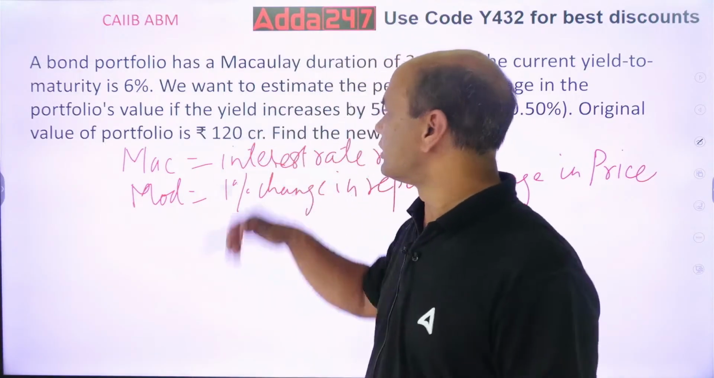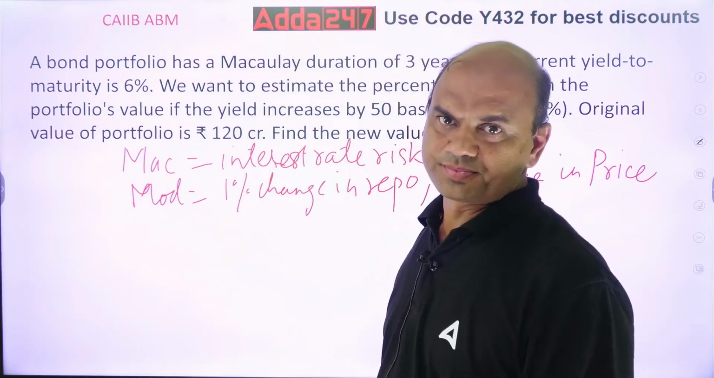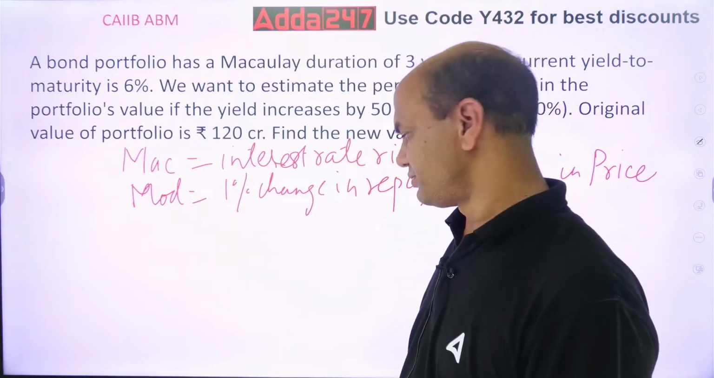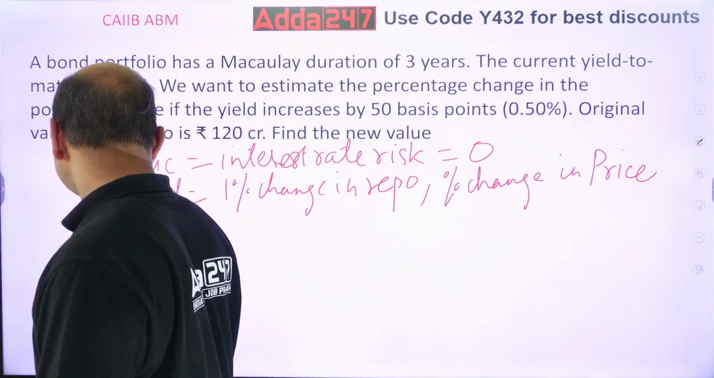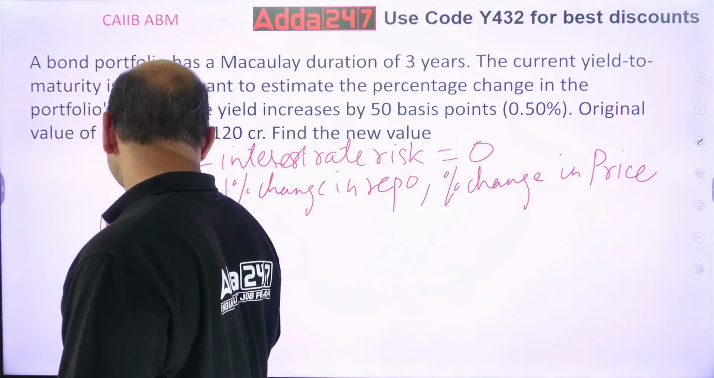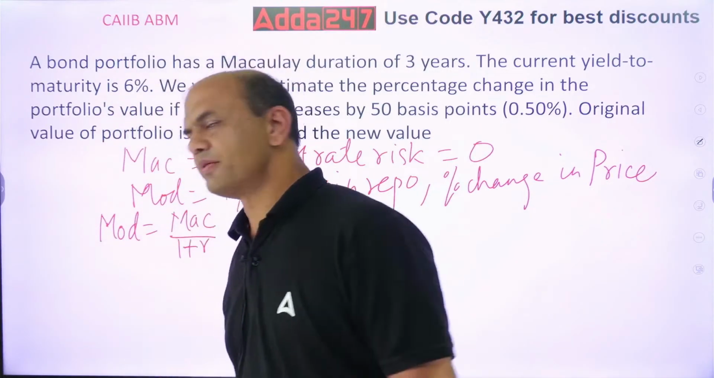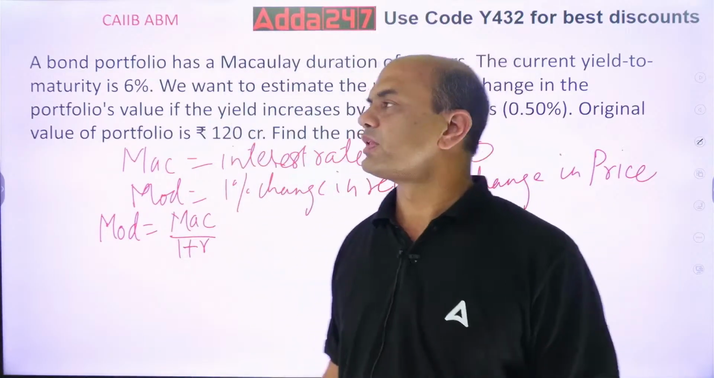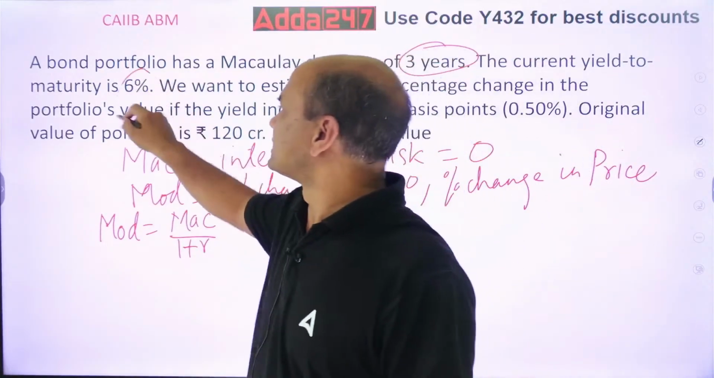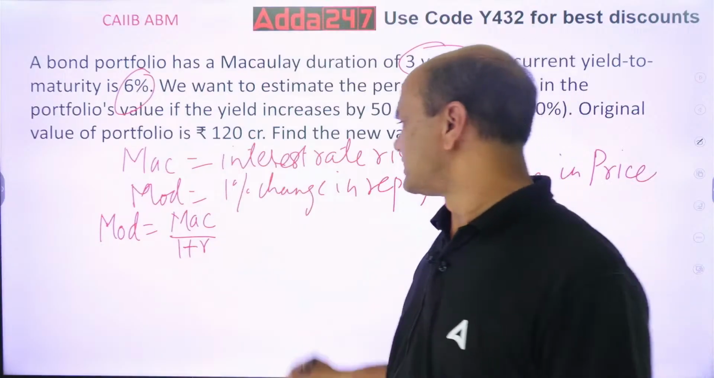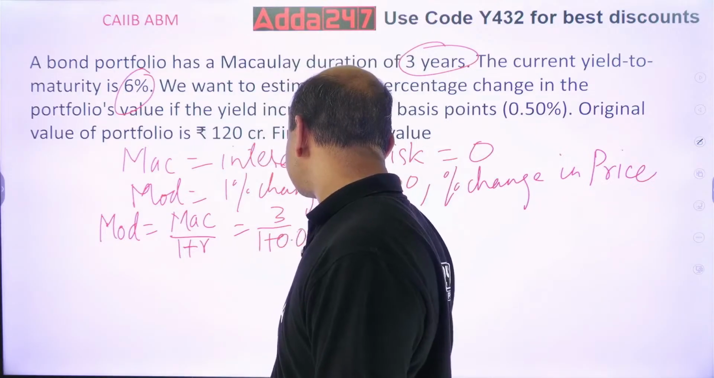So in this case now, Macaulay is already given to you. First you have to find out the modified duration. What is the formula for modified duration? Everyone? Modified duration equals to Macaulay, Mac upon 1 plus R. What is Macaulay given? 3 years. 1 plus R. R is what? 6%. So it's equal to 3 upon 1 plus 0.06, 6%.